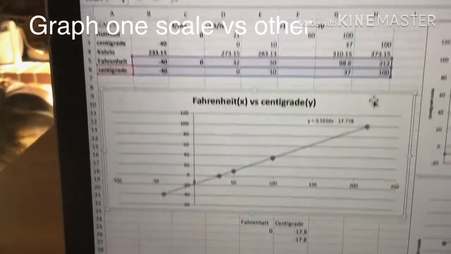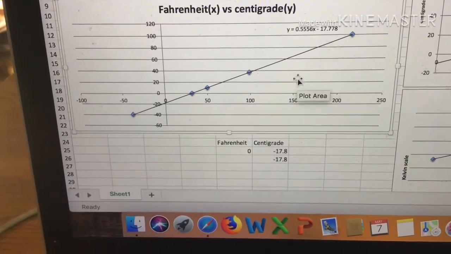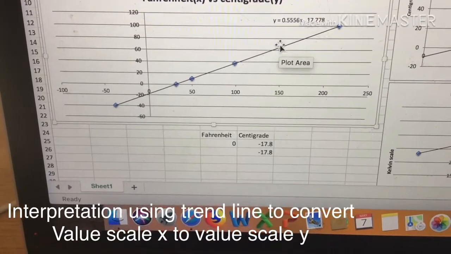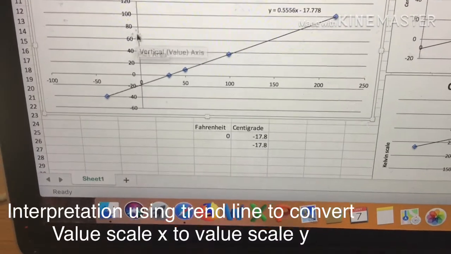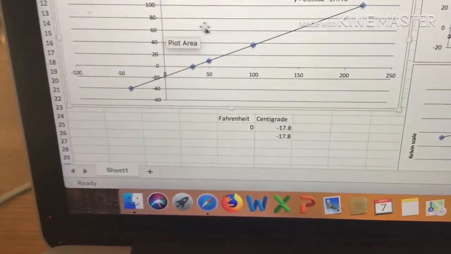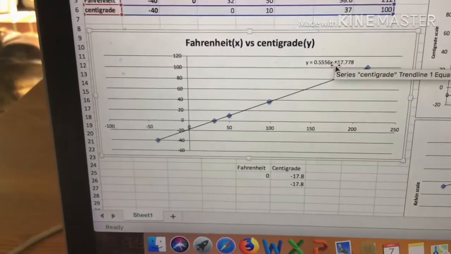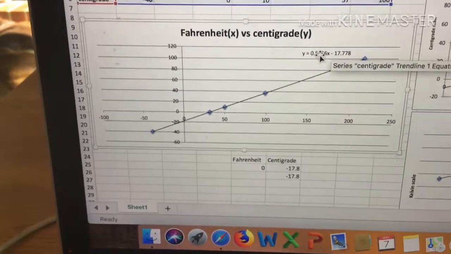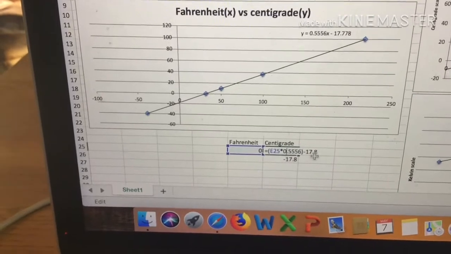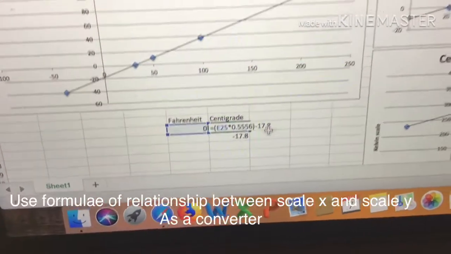So here we have the graph of Fahrenheit versus centigrade. You could say 150 here Fahrenheit, and we just come up to the trend line, and then across here will give us centigrade. So somewhere here around just over 60, around about 70 degrees. We have the formula of the trend line, which gives us the relationship between Fahrenheit and centigrade. And if we take that formula and we put it into a spreadsheet here, we can use it as the translator, the converter, so our own converter.